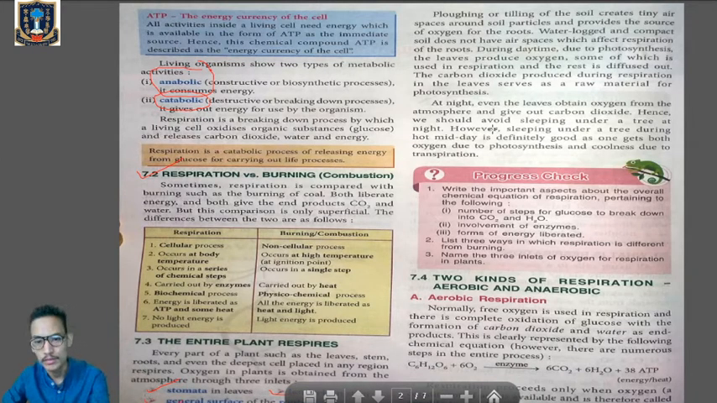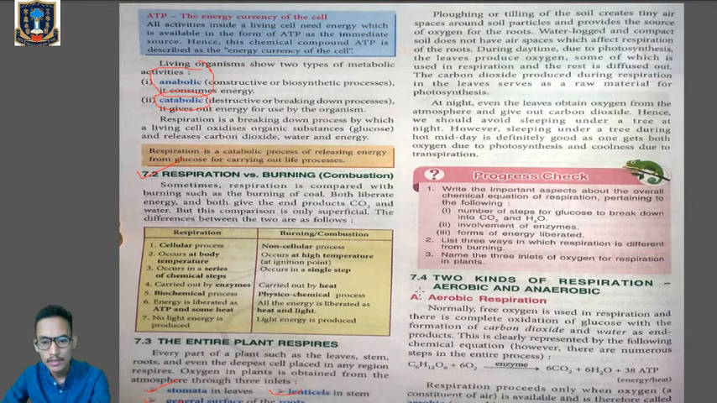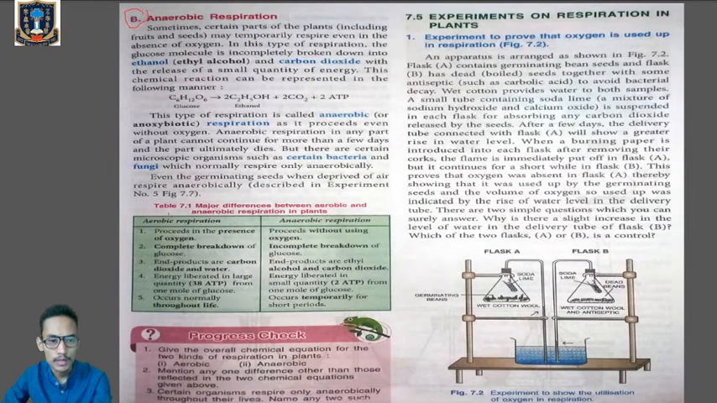Then we discussed the types of respiration, which are two types: aerobic respiration and anaerobic respiration, along with their differences. So all these topics we have discussed in our last class. Now today we will learn the experiments on respiration in plants. Clear? So we will try to learn the experiments on respiration.